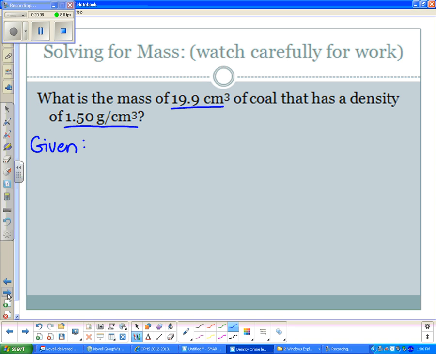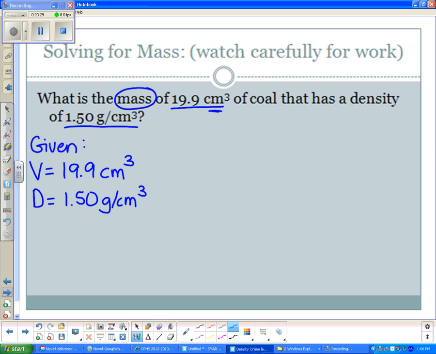For our given, now this is a cubic unit that we have there, so that's volume equals 19.9 cubic centimeters. And we know that our density is 1.50 grams per cubic centimeter. This time they asked us to solve for what is the mass. So our find will be the mass, and we're looking for that in grams.